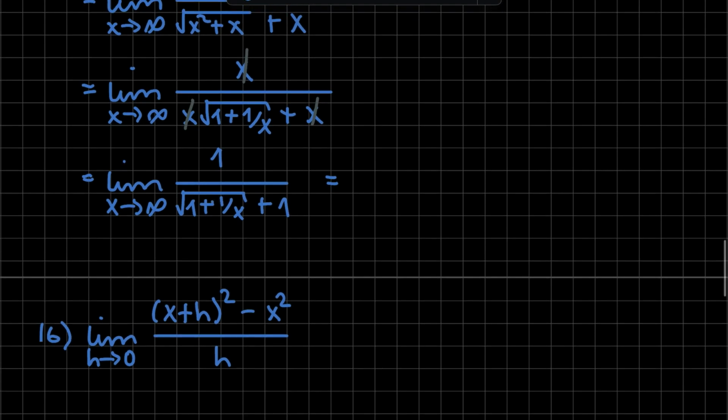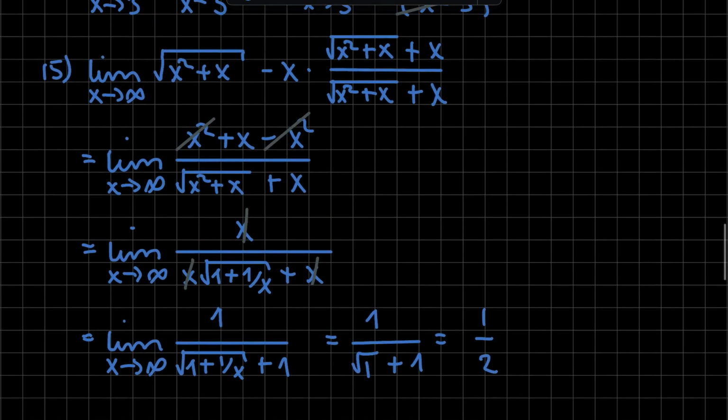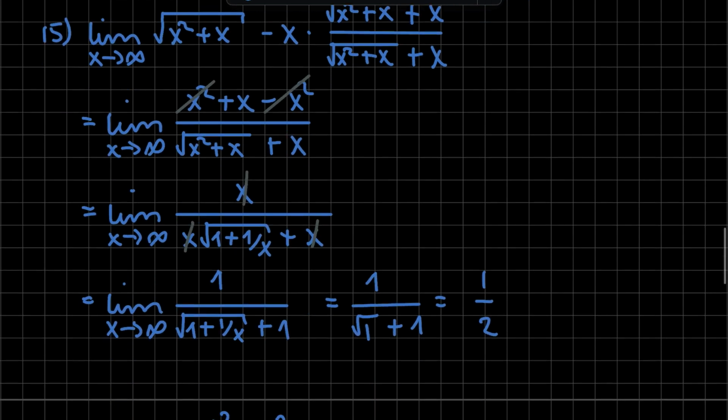As x tends to infinity, this term just approaches 0, because 1 over a very big number is just a number very close to 0, and in the limit, it just becomes 0. So we have the square root of 1 plus 0, and that's just 1. So we have 1 over the square root of 1 plus 1, and that's just 1/2. And that's our final answer for this limit.